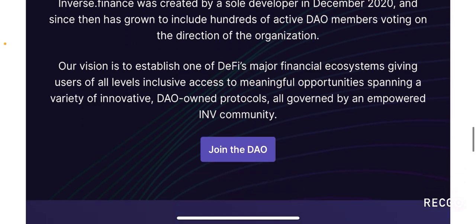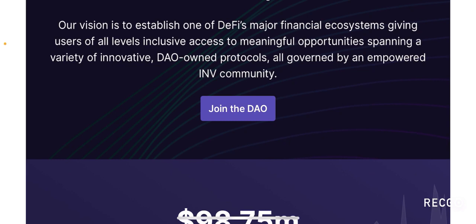but it's good to see this platform get listed on Coinbase, right? Our vision is to establish one of DeFi's major financial ecosystems, giving users of all levels inclusive access to meaningful opportunities spanning a variety of innovative DAO-owned protocols, all governed by an empowered INV community. So they want to basically give the power to the people, and they're trying to establish a lot of innovative DeFi financial ecosystem products that they're trying to create within that platform.